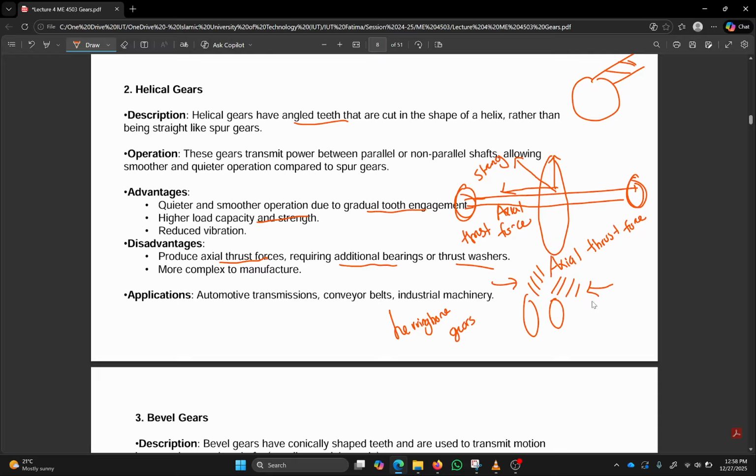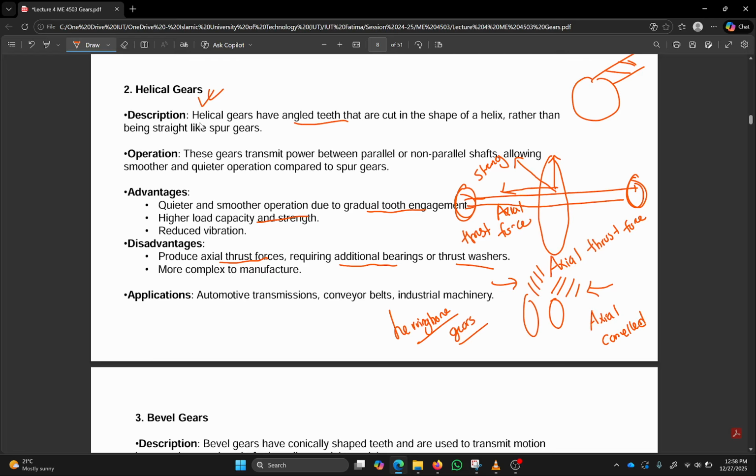And helical gears are used everywhere because of their long lifespan, less vibration, less noise. They are mainly used in automotive transmissions, ships, conveyor belts, industrial machinery, and everything.